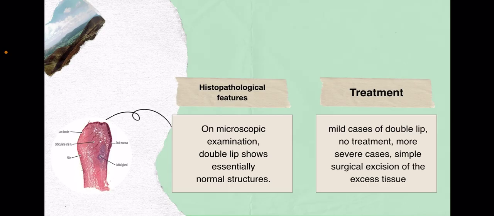Histopathologically, on microscopic examination, double lip shows essentially normal structure. Treatment: in mild cases of double lip, no treatment is needed. In more severe cases, simple surgical excision of the excess tissue can be performed for aesthetic purposes.